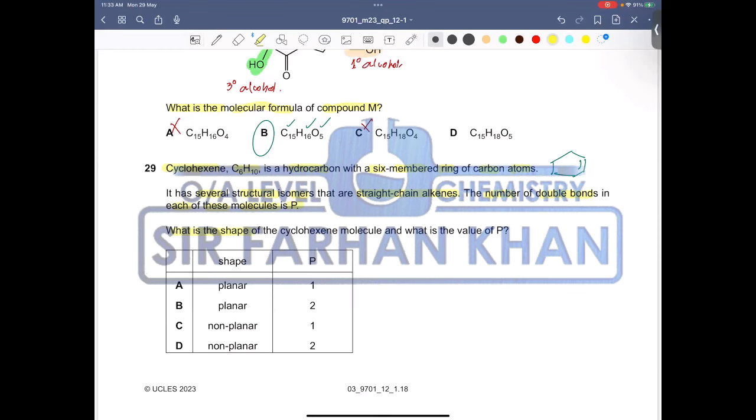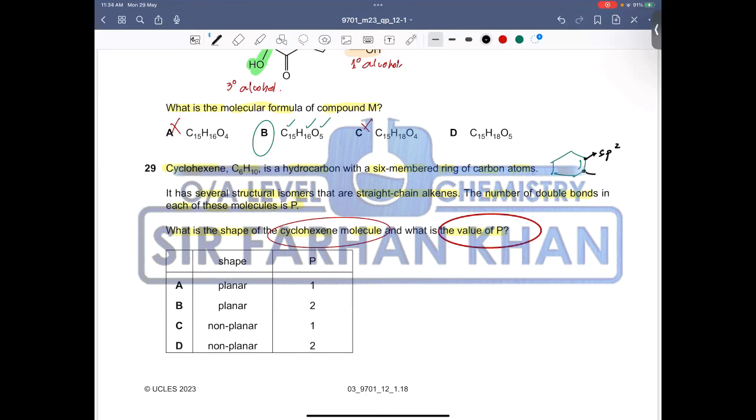What is the shape of the cyclohexene molecule? And what is the value of P? So we need to find out the value of P, and also we need to find out the shape of cyclohexene molecules. Guys, you know that this carbon is sp2 hybridized.